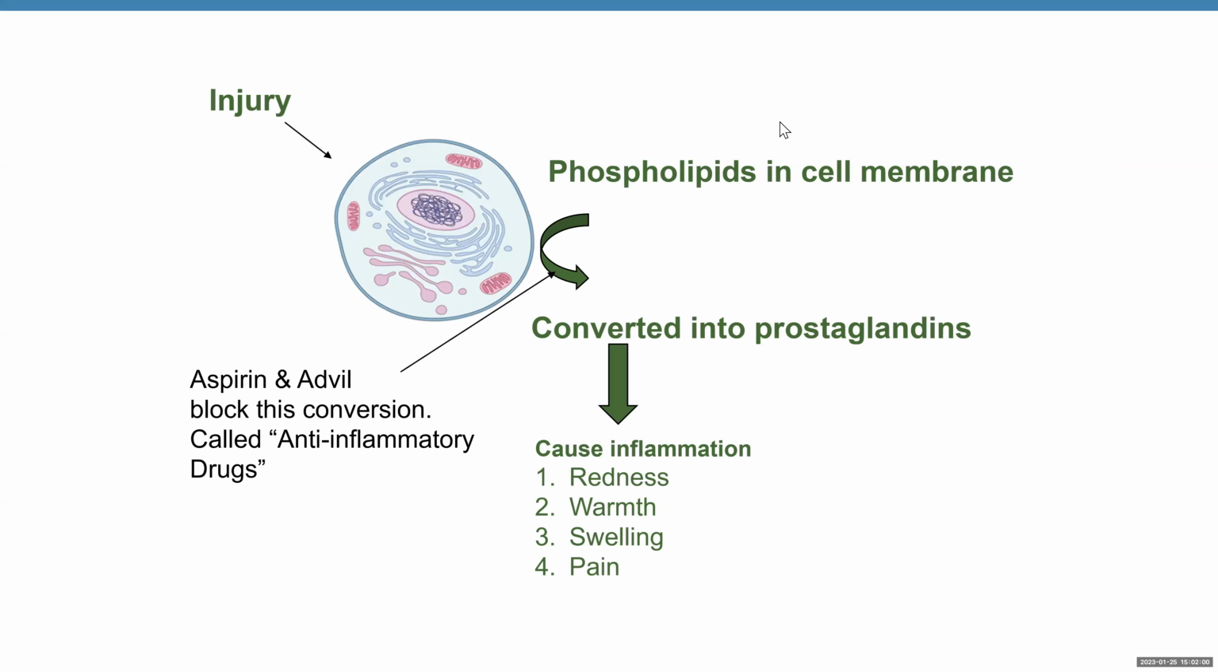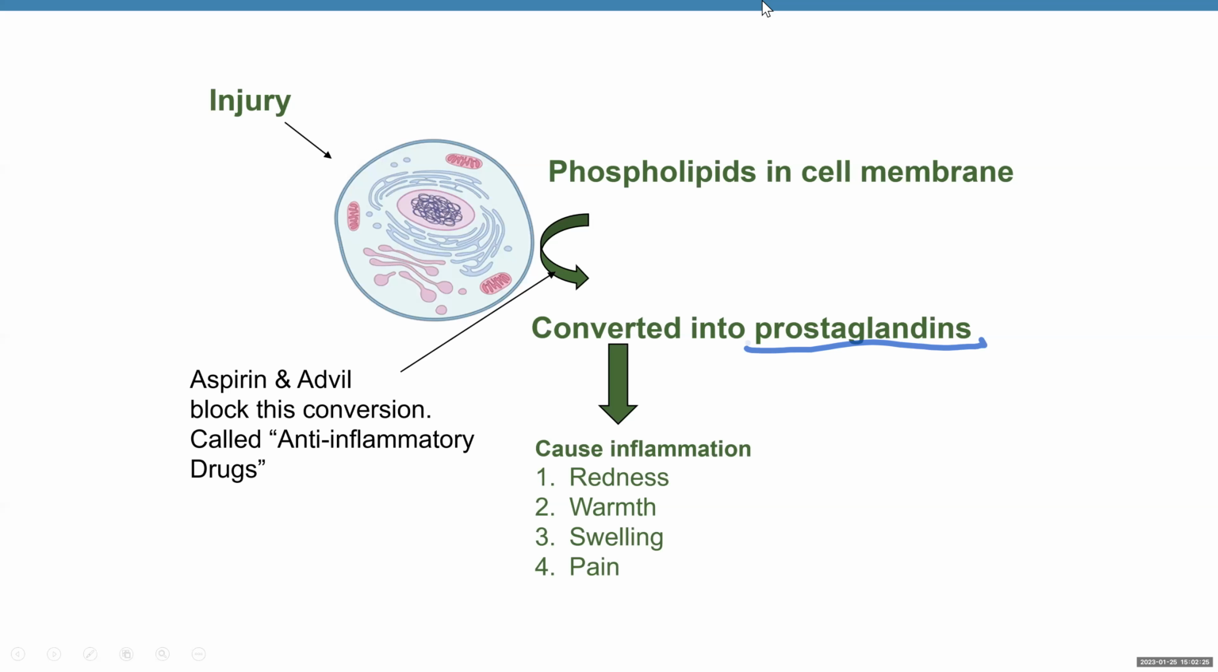Because when a cell is injured, right? So here's a human cell, for example, and we have an injury. Now, this injury can be a cut, or it can be bacteria that damage a cell. Then the membrane is made of phospholipids. Remember, phospholipids in the cell membrane are converted into prostaglandins.